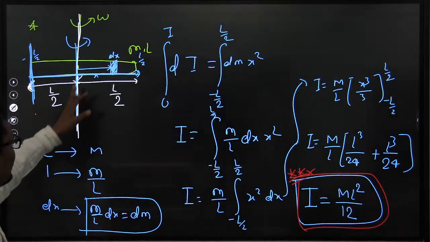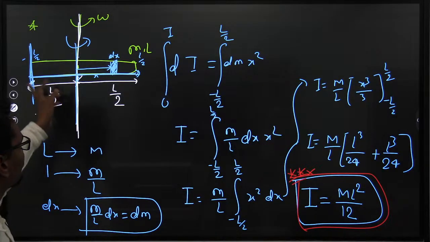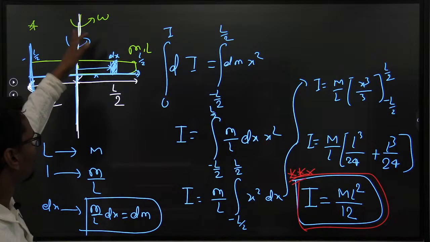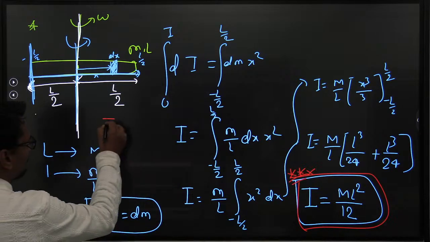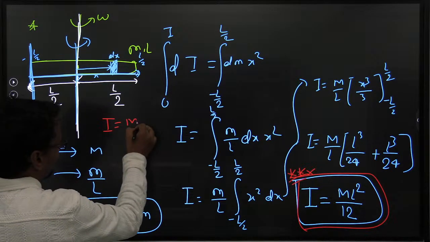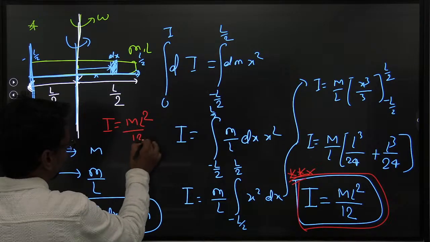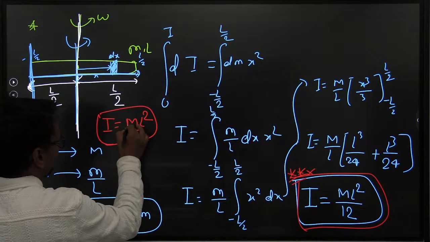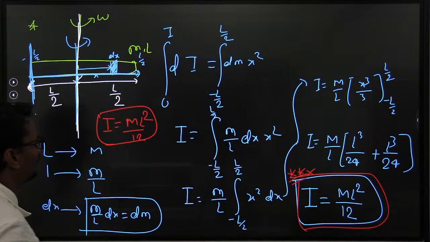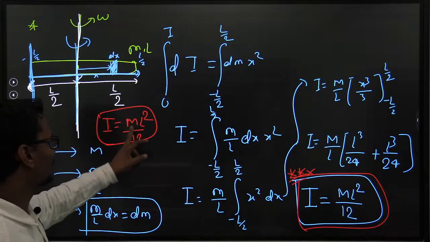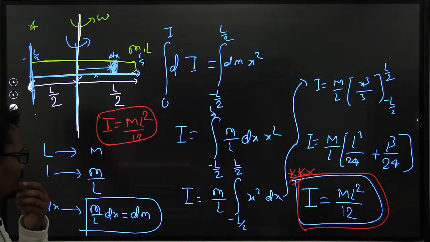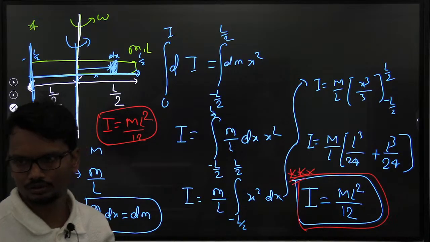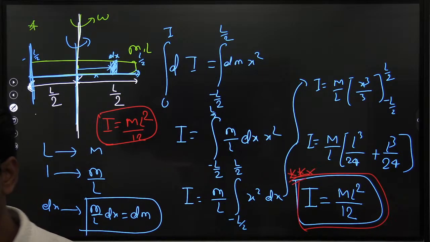And in this case, where the axis passes through the middle of the rod, the value of the moment of inertia is I is equal to m L square upon 12, where m is the mass of the rod and L is the length of the rod: m L square upon 12. I think this is clear to all of you. Clear?